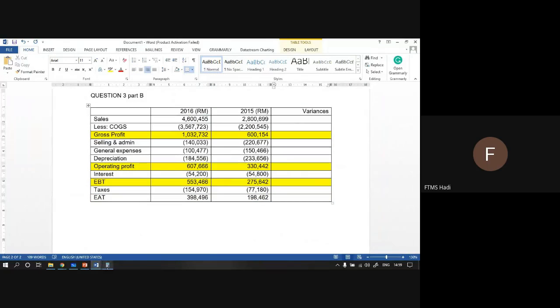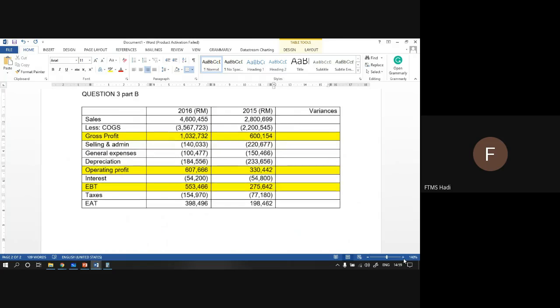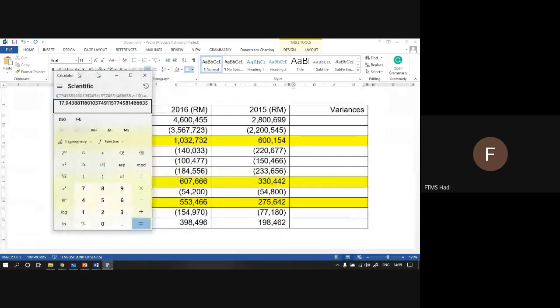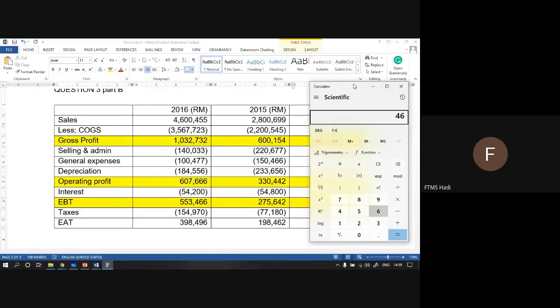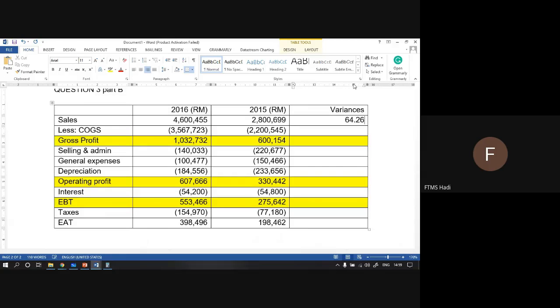Let's have a look at this one. 2016 minus 2015 divided by 2015. So sales first: 4,600,455 minus 2,800,699, divided by 2,800,699, multiplied by 100. So you get 64.26 percent.